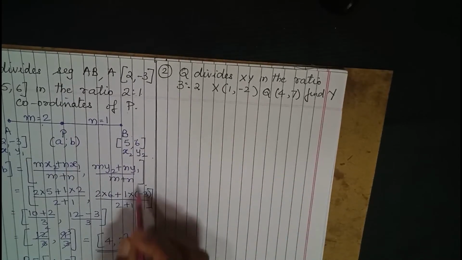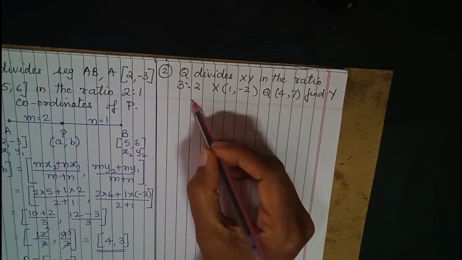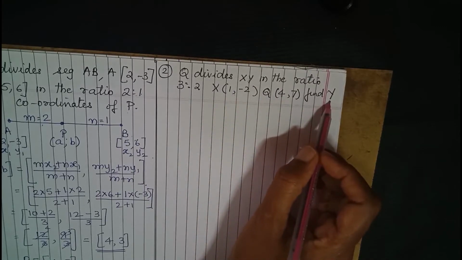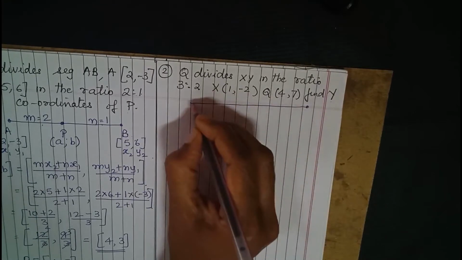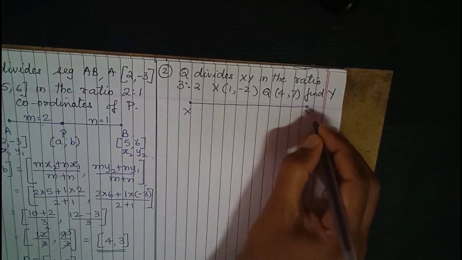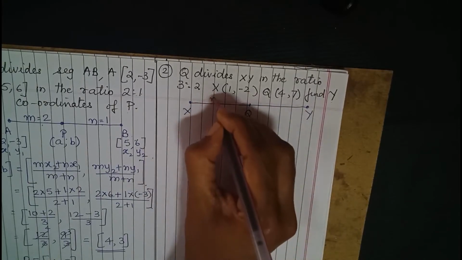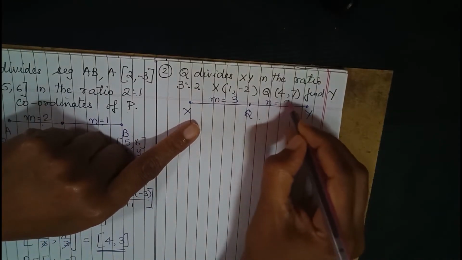Let's take another question. That Q is dividing segment XY in the ratio 3:2. X is given, Q is given, we have to find Y. To make it again easy to understand what is given and what we are supposed to find out, let's draw a diagram. So segment XY is given and it says that this point Q divides it in the ratio 3:2. That means M is 3 and N is 2.